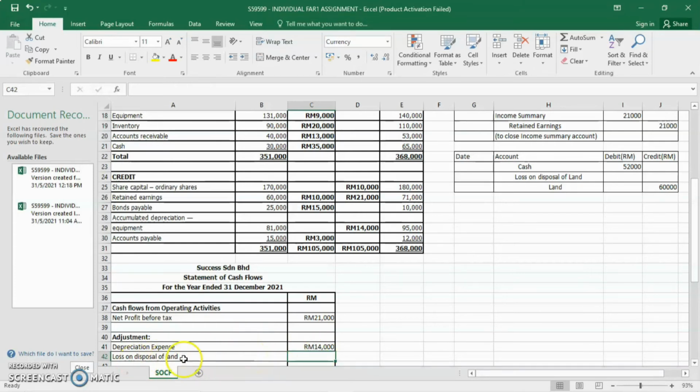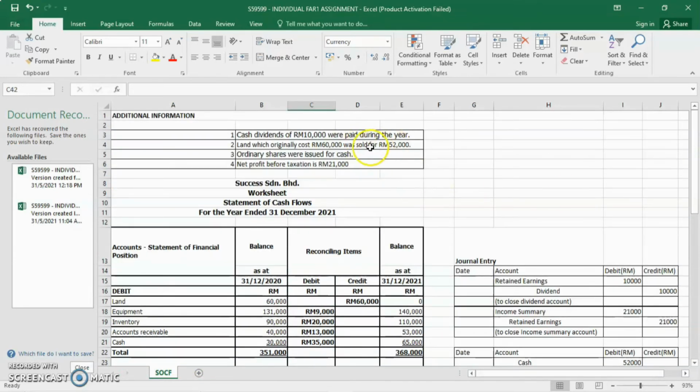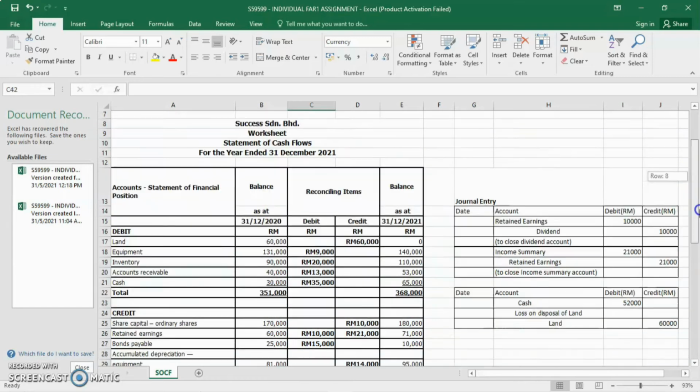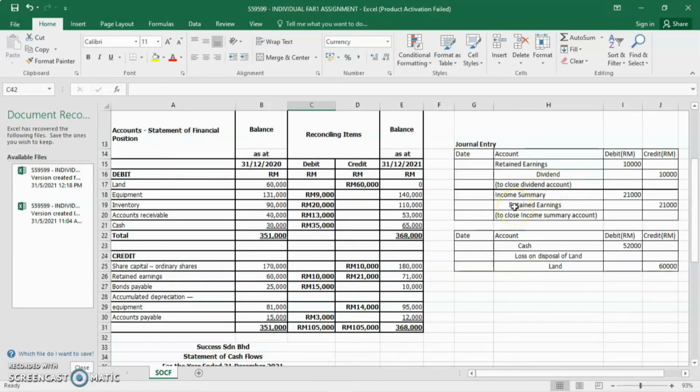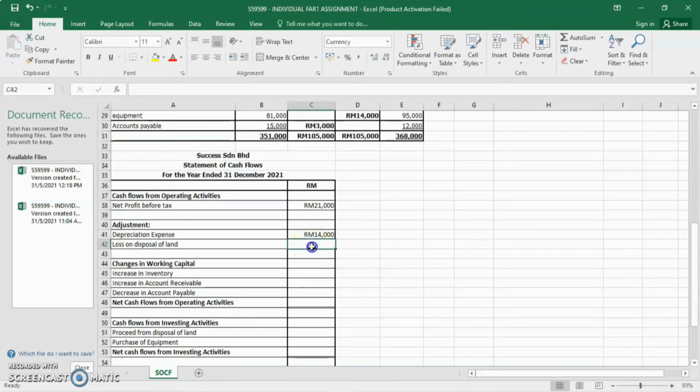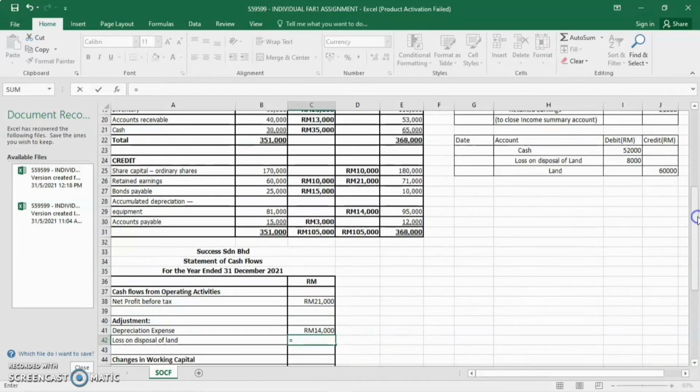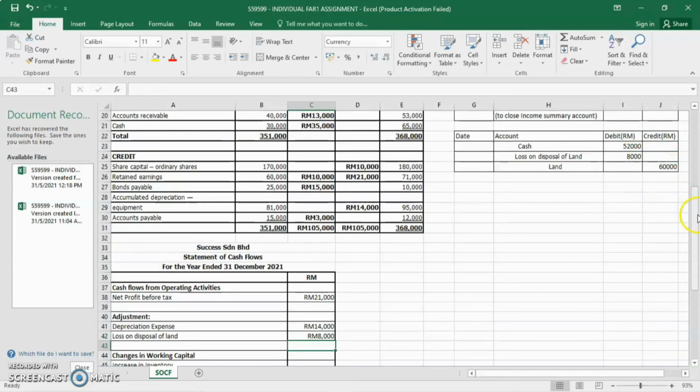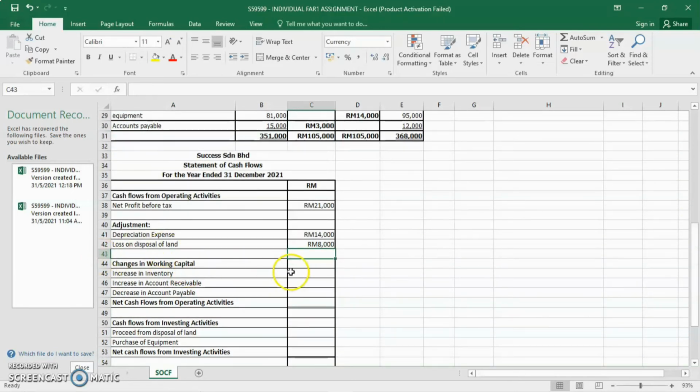To calculate loss on disposal of land, from additional information here, company sold 52,000, so we make journal entry, debit cash, credit land, and loss on disposal. 60,000 minus 52,000 and get 8,000. And here 8,000. Changes in working capital is make adjustment to non-cash current asset and non-cash current liability.